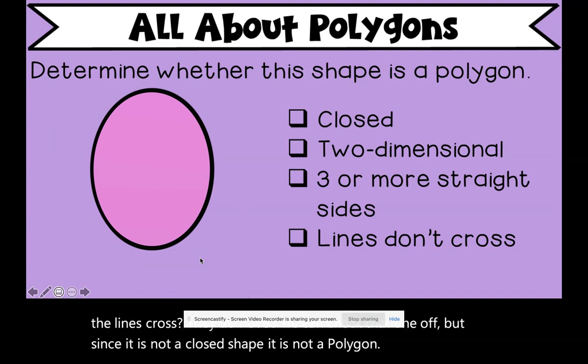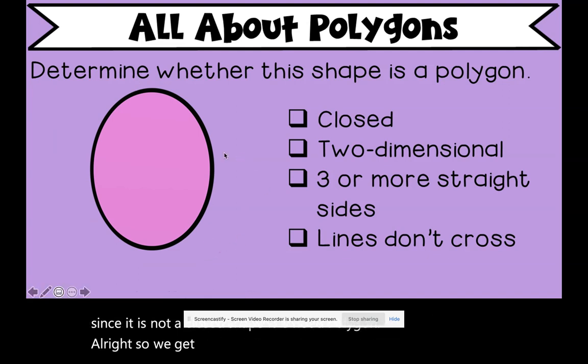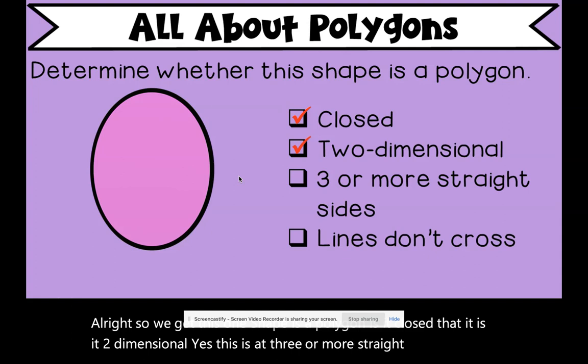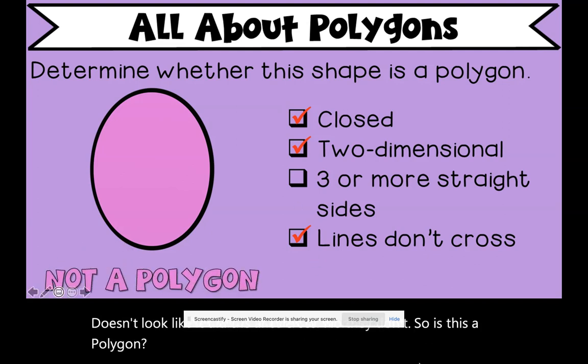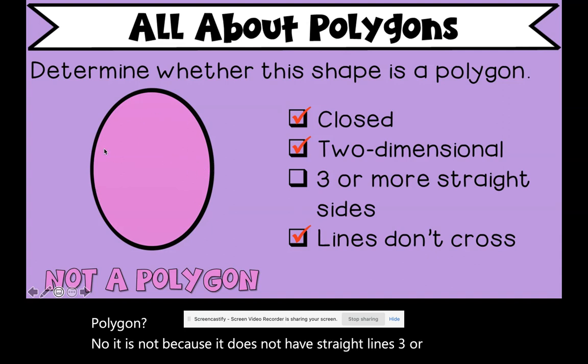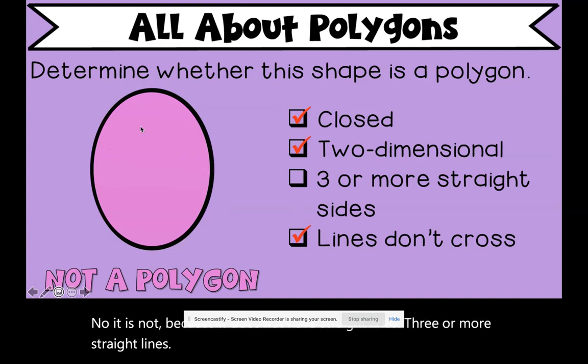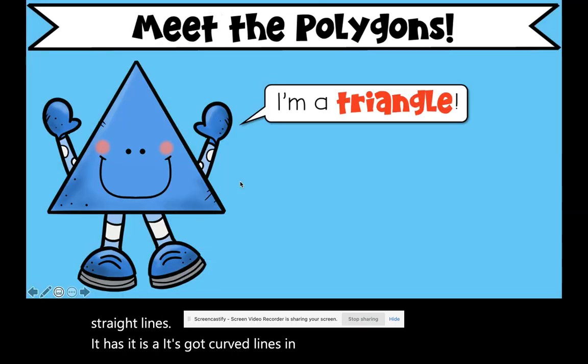All right, so we got to determine if this shape is a polygon. Is it closed? That it is. Is it two-dimensional? Yes. Does it have three or more straight sides? Doesn't look like it. Do the lines cross? No, they don't. So is this a polygon? No, it is not, because it does not have three or more straight lines. It's got curved lines in it, so therefore it's not a polygon.